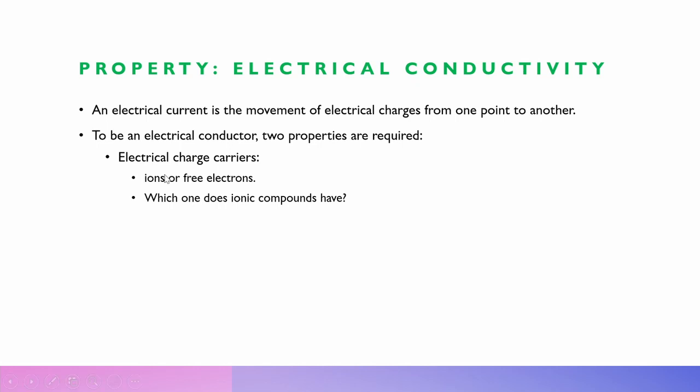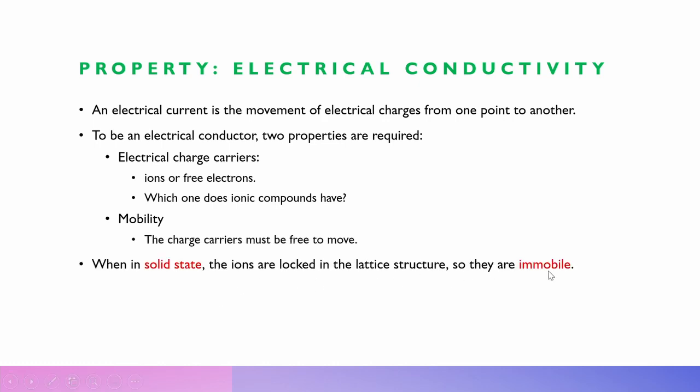However, just having electrical charge carriers alone is not enough. The electrical charge carriers must also be mobile. That's because when a potential difference is applied across the substance, the electrical charge carriers must be able to move. When an ionic compound is in its solid state, the ions are not free to move. When it is in liquid state, and this can be achieved either by melting it or by dissolving it in water, the ions become mobile.